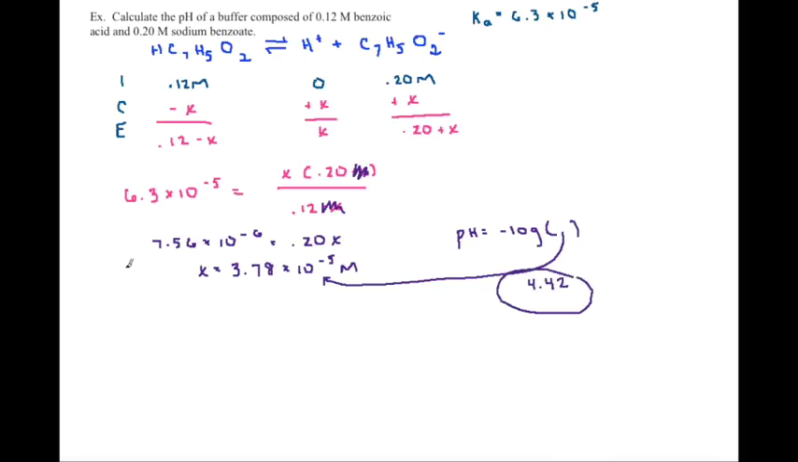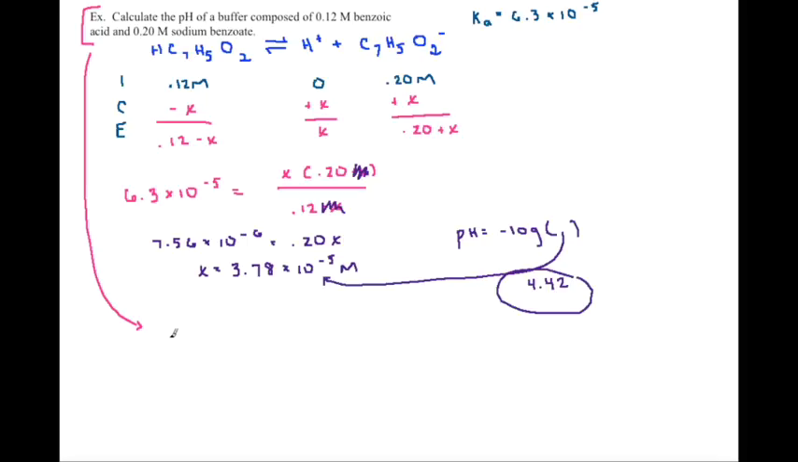Now the other way of doing this, I agree that I'm not at equilibrium with this problem, but since we ignore the change in X, so the change in concentration for these two, I can assume that my initial concentration for my acid and its conjugate base are going to be the same as the equilibrium. So the equilibrium concentration and the initial concentration are the same. So I can just use the Henderson-Hasselbalch equation.